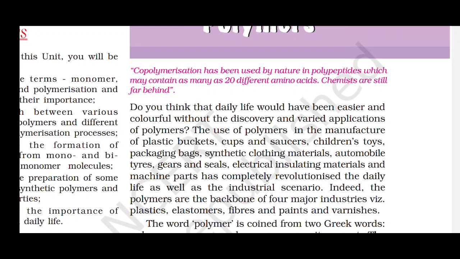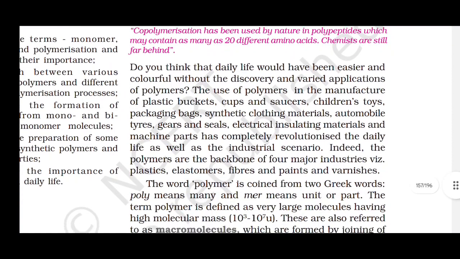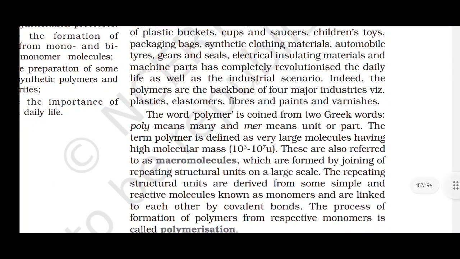Indeed, the polymers are the backbone of four major industries, that is plastic, elastomers, fibers, and paints and varnishes. The word polymer is coined from two Greek words. Poly means many and mer means unit or part.